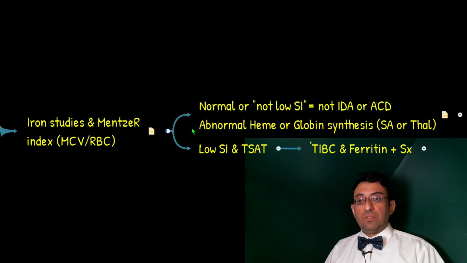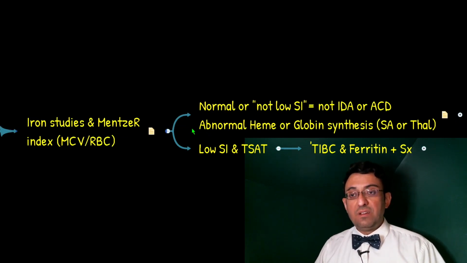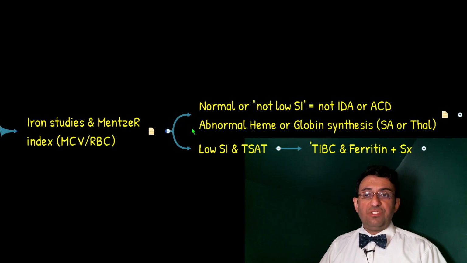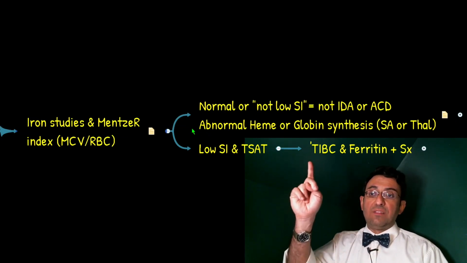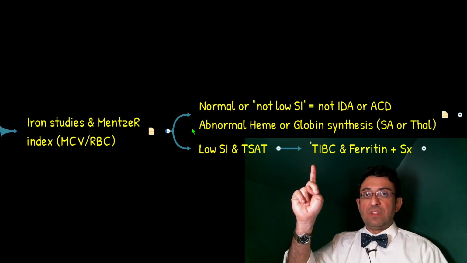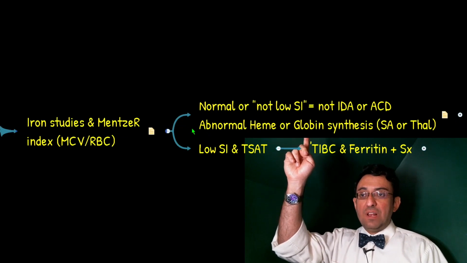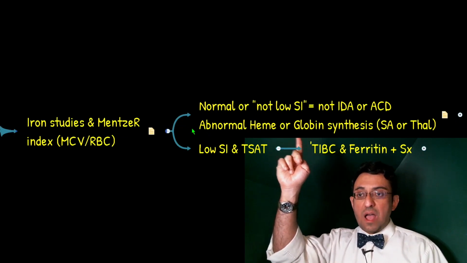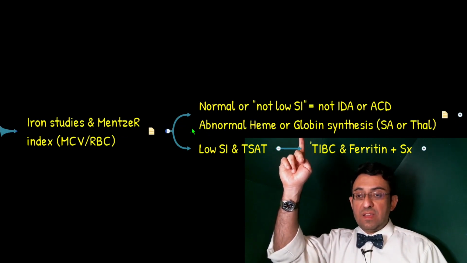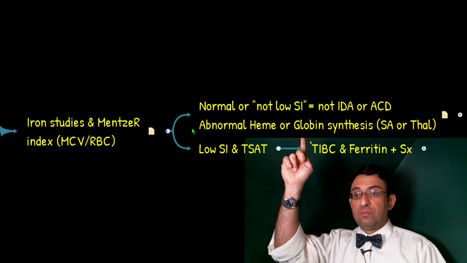And based on the results of iron studies, we could categorize our microcytic anemias into those with low serum iron and transferrin saturation, including iron deficiency anemia and anemia of inflammation, also known as anemia of chronic disease. Or we have the category in which we do not have low levels of serum iron, and those are the focus of this episode. They include thalassemia and sideroblastic anemia.